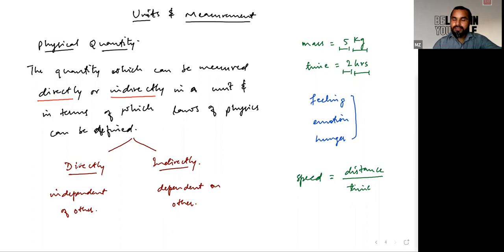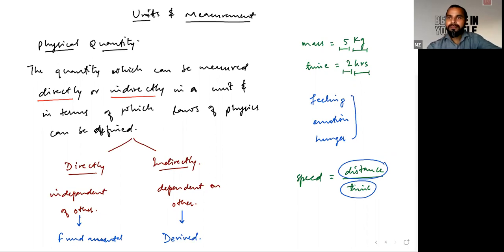Directly measurable, the things which are independent of other quantities like distance, time, mass, and so on. In physics, this particular directly measurable quantity is called fundamental, and this indirectly measurable quantity is called derived. Just write down.